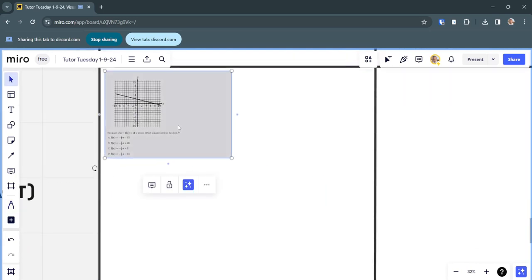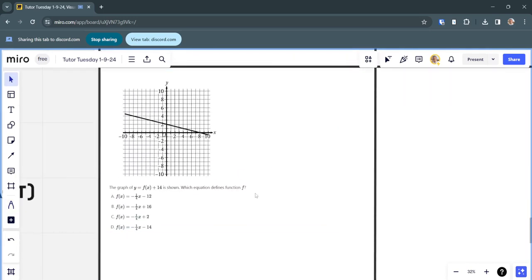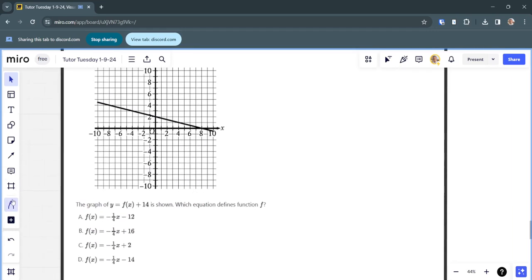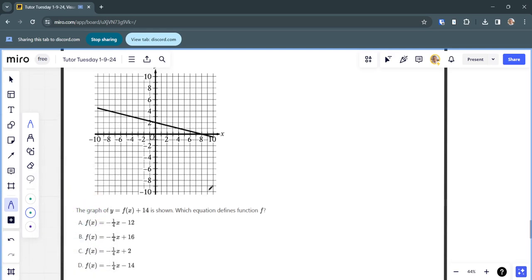Let's do another math problem. Functions transformations. The graph of y equals f of x plus 14 is shown. Which equation defines function f?